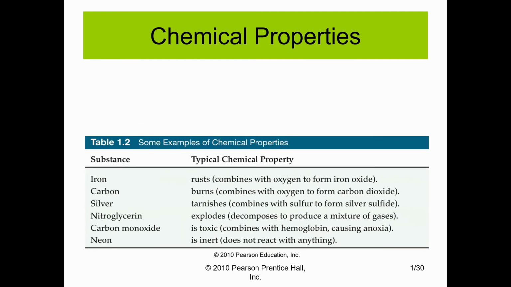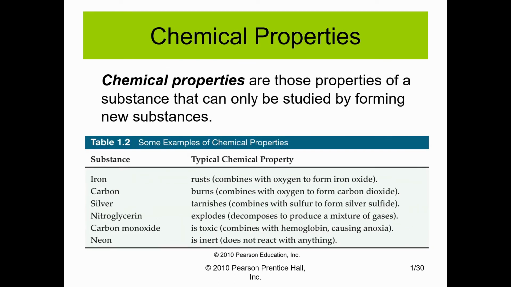If we want to observe a chemical property, we're going to need to change the substance in some way, shape, or form. So for example, iron has the ability to rust. This would be a chemical property because the composition of the iron would change. The iron undergoes a chemical reaction with oxygen to form iron oxide. So a chemical property is the property of a substance that could only be studied by forming brand new substances.